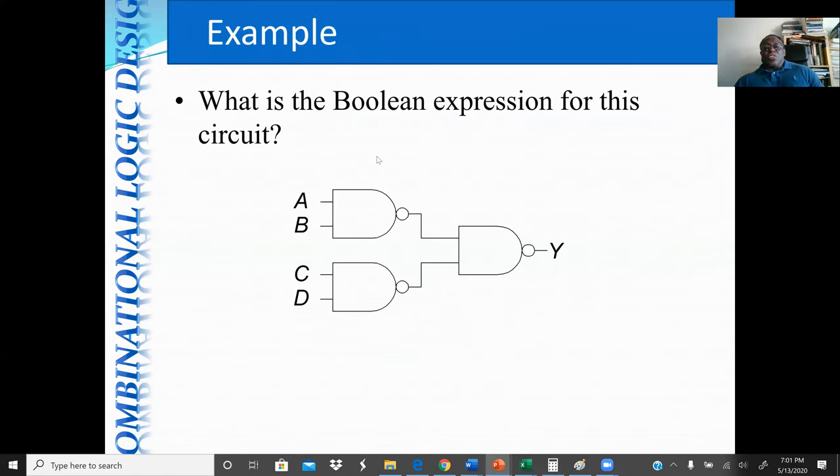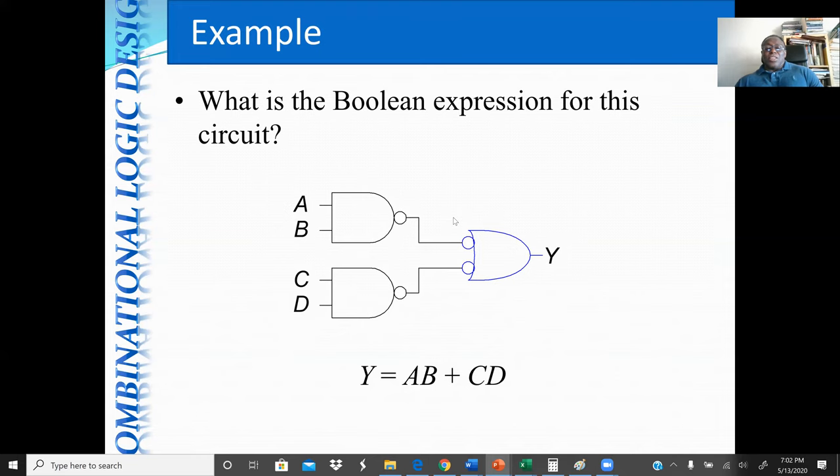Now, what's the Boolean expression for this circuit? First, we have A and B that go through an AND gate. But when you get to the AND gate, the circle with O is the same as invert. So this means my answer will be A times B inverted. The bottom also will be C times D inverted. Then we have AB inverted going through an AND gate with CD inverted. So that means we get AB inverted times CD inverted, and also we have an open circle, so that means it's NOR, or invert. So we have Y is AB plus CD.